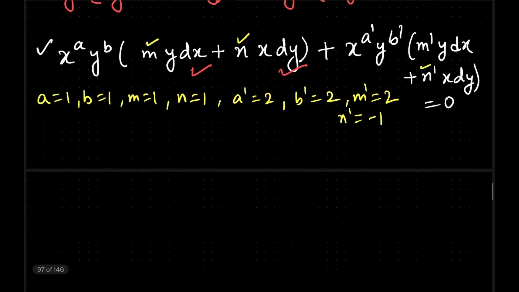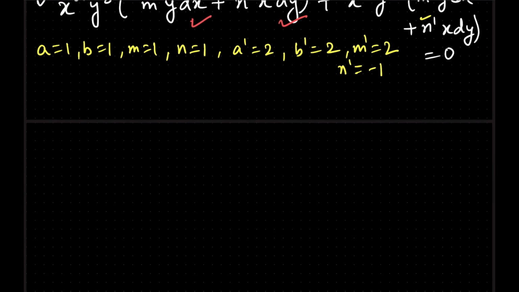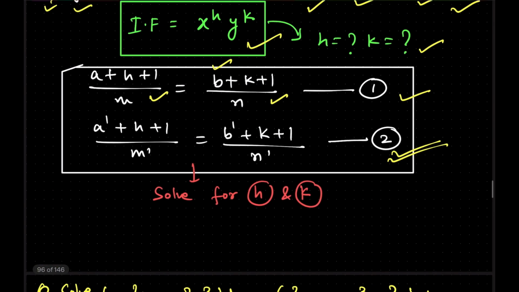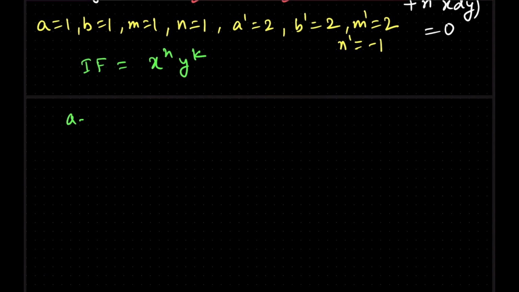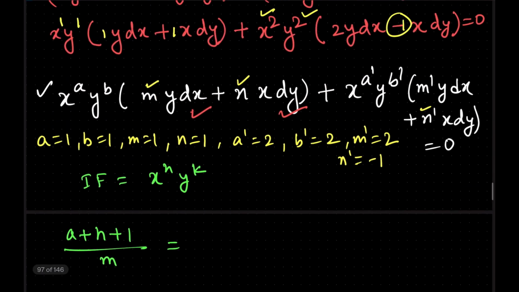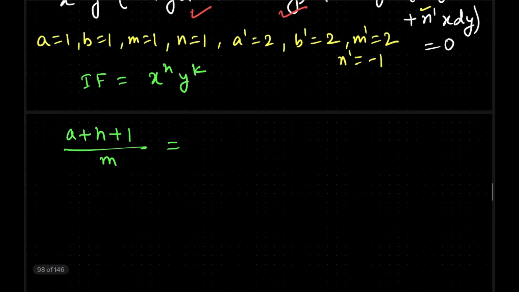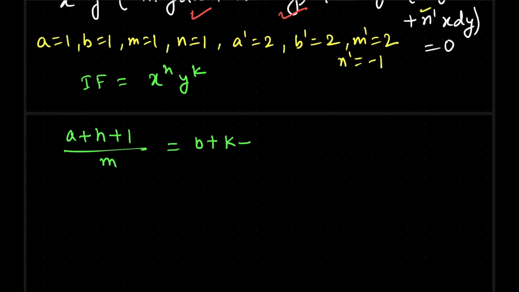Now let's solve. We know that our integrating factor is x to the power h and y to the power k, where h and k we have to solve by the equations I have mentioned. So I will write the equation first: (a plus h plus 1) divided by m is equal to (b plus k plus 1) divided by n. This is our first equation.